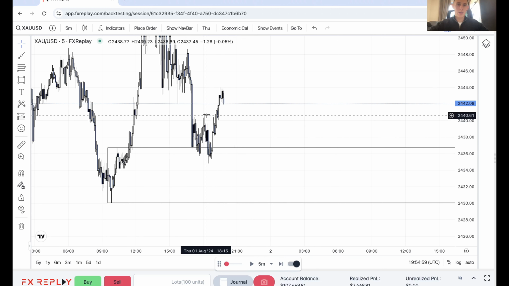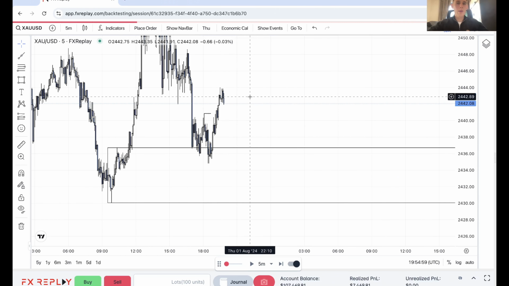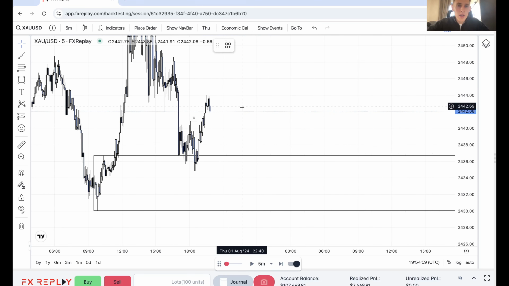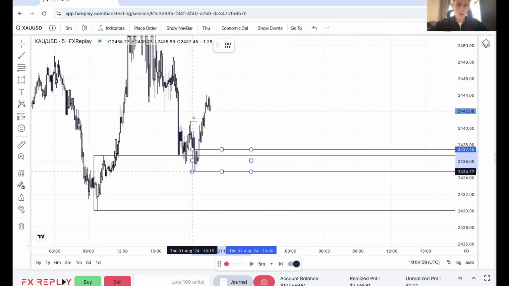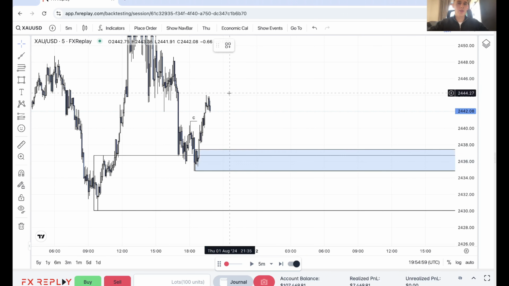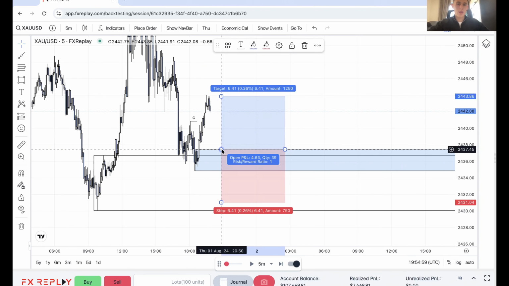And there we go. So let's have a look at where we could potentially enter from. Right now we could set a limit on this 5-minute demand. It meets all of the criteria. It was imbalanced, has inducement above it, and it's also at the lowest point of this bullish leg. So let's set a limit there.